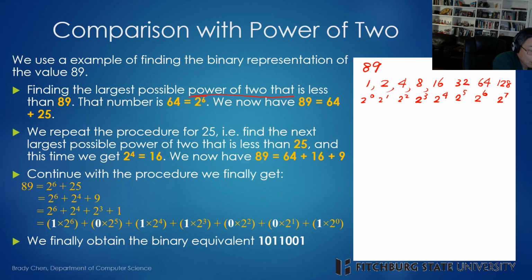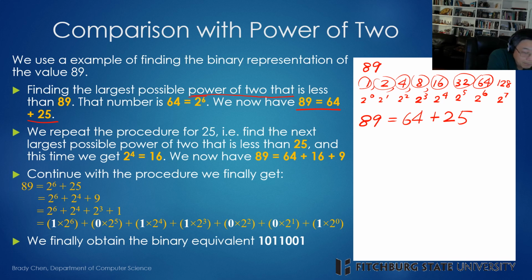So these are all less than 89, right? But the 64 is the largest. It's the largest power of 2 that is less than 89. So then we can write 89 as 64 plus, what is the number? Okay, subtraction, 89 minus 64, that's 25. Okay, so we can write 89 as 64 plus 25. That's one step.